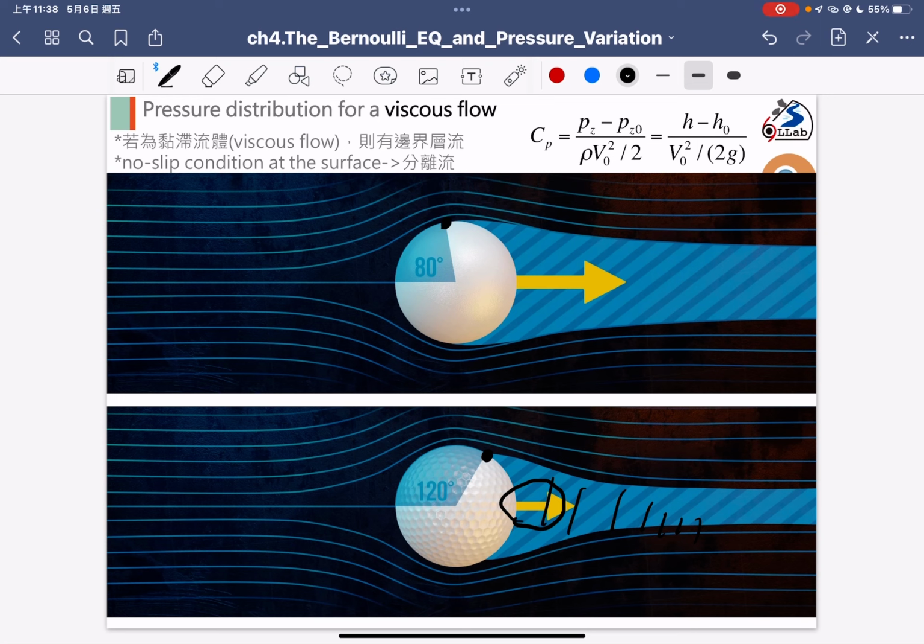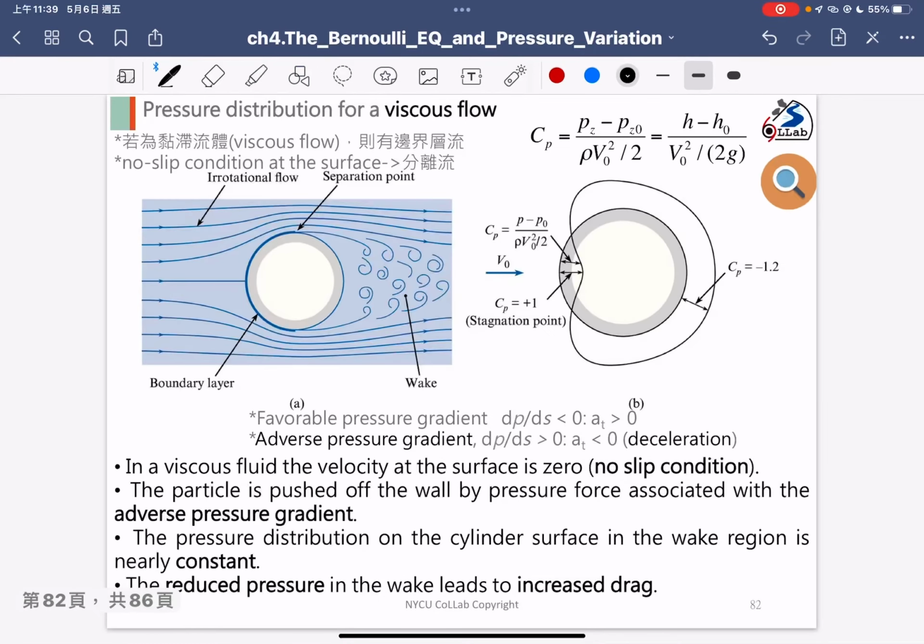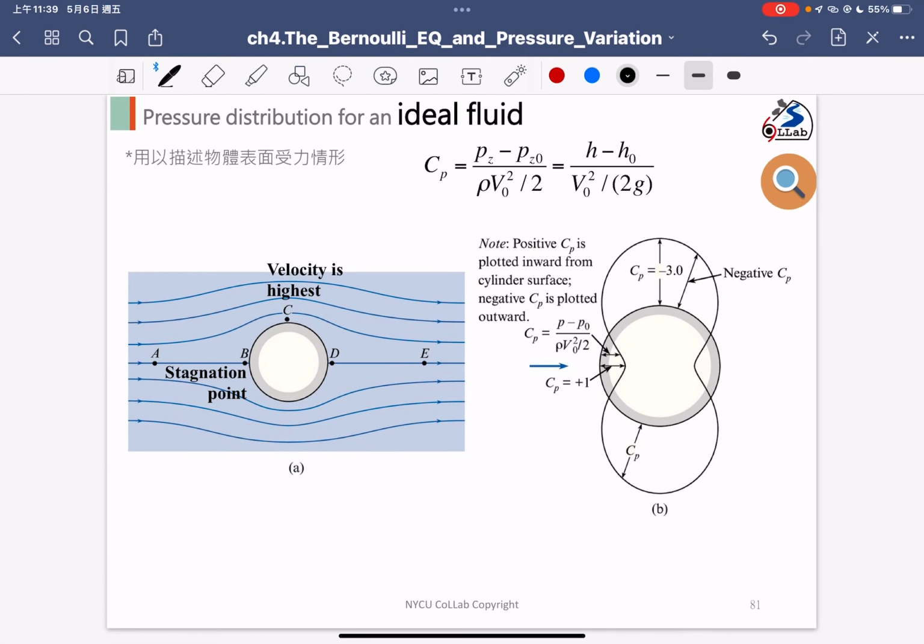So you can see the 高尔夫 ball, we have made holes on the ball surface, so that the ball can fly away. But if you just throw a basketball, it has a smooth surface, so you cannot throw it very far. Okay, so that's the idea. We need to delay the separation point, and then we can reduce the wake flow.